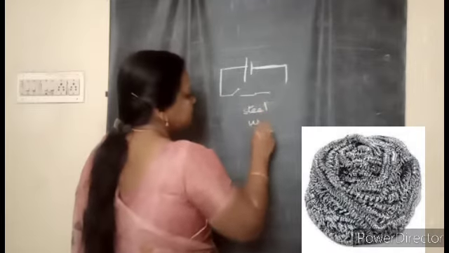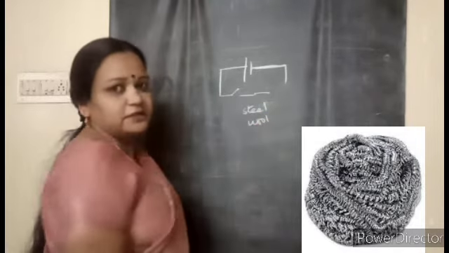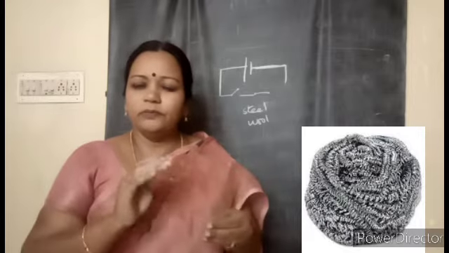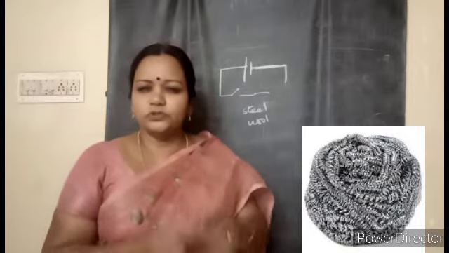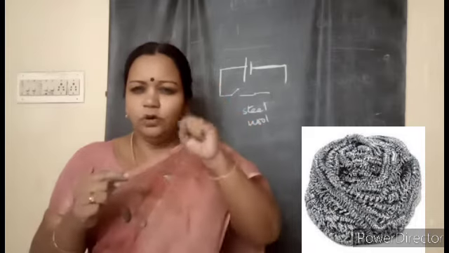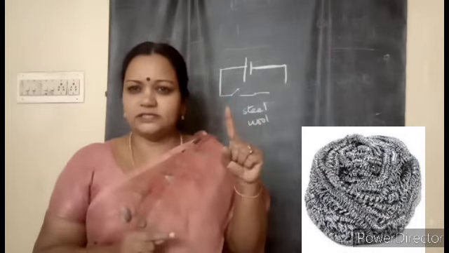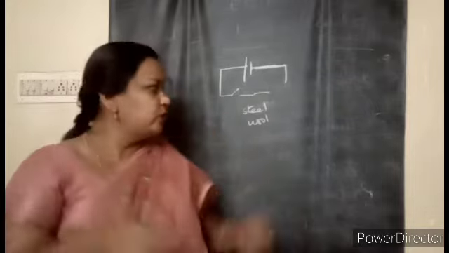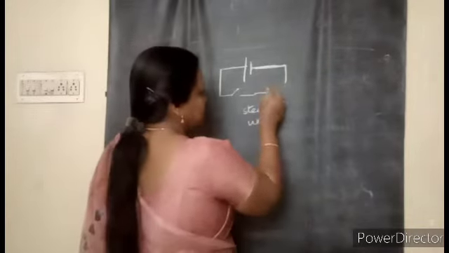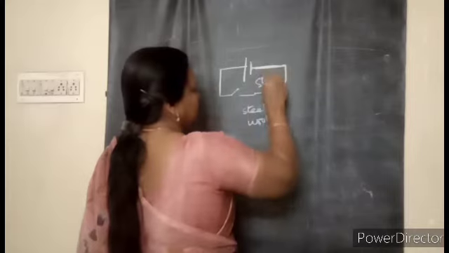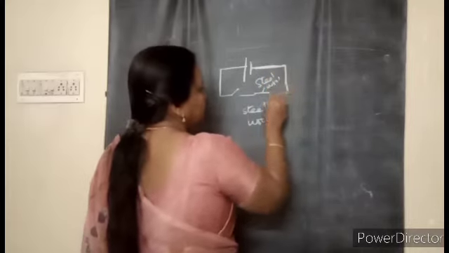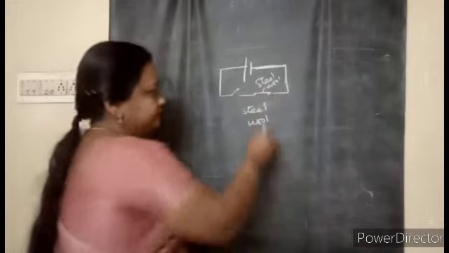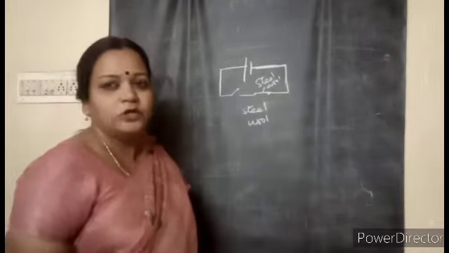Steel wool is not very difficult. It is just a scrub for cleaning the vessels in our home. It is made up of steel, like a wool only, very soft steel. It is stainless steel, and steel is also an alloy. So you can take that small thin wire and connect it in the circuit. This is the steel wool, a piece of steel wool after this connection. It is shown in the virtual image also.